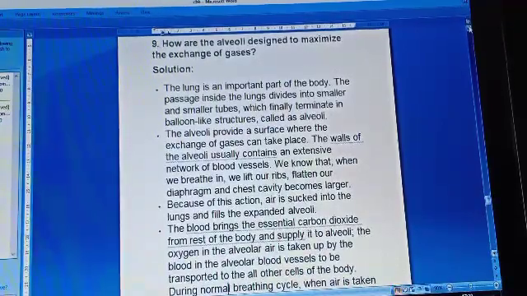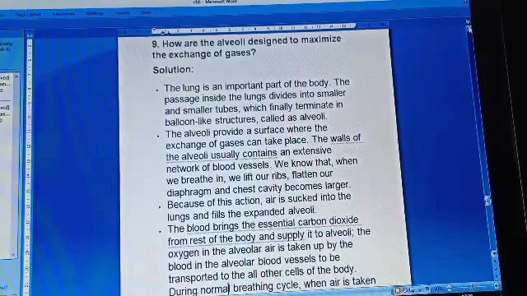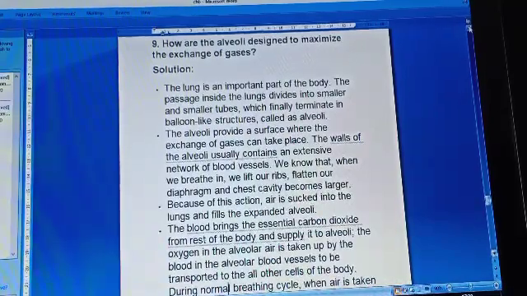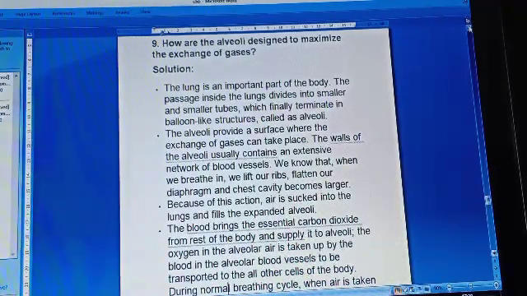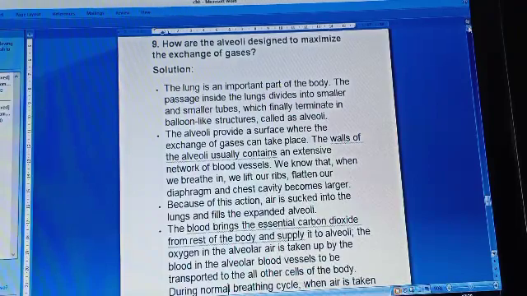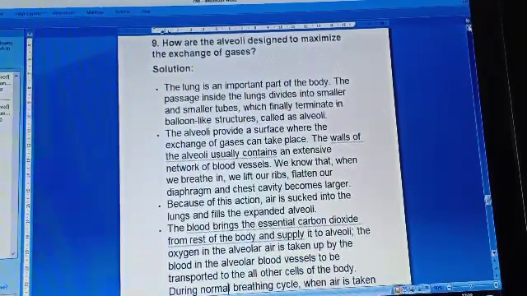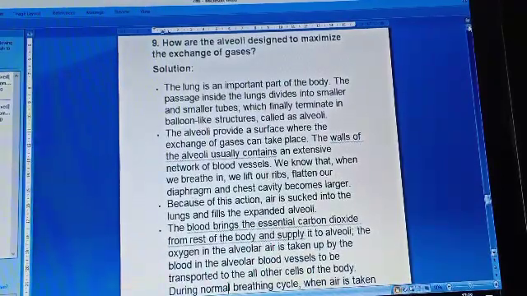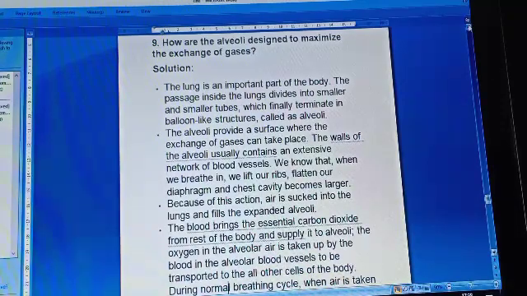Keep that point in mind and then write down the answer. Let's see the answer. The lung is an important part of the body as it is used for the respiratory system. The passage inside the lungs is divided into two smaller tubes, which finally terminate into balloon-like structures called alveoli.